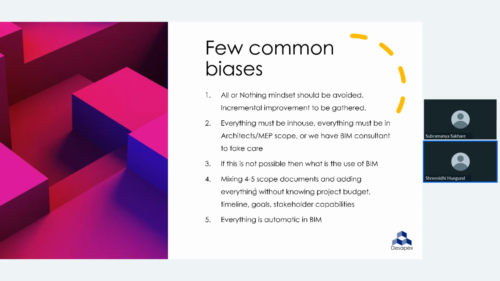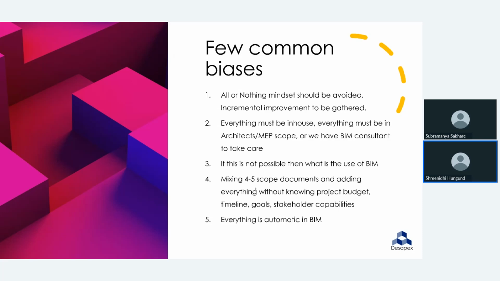So again we hit a dead end, where we start saying that if this is not possible, then what is the use of BIM? People start thinking that we have invested so much in this technology and this process, and if you don't get this, then what is the use of BIM? So I think we should also start thinking in a different way, rather than expecting everything from BIM. We should also see how much we have scoped in BIM.